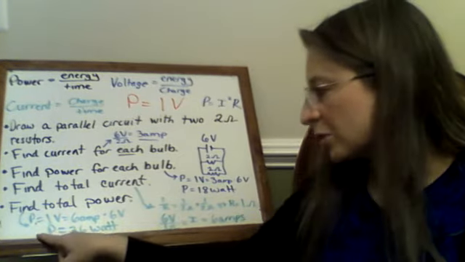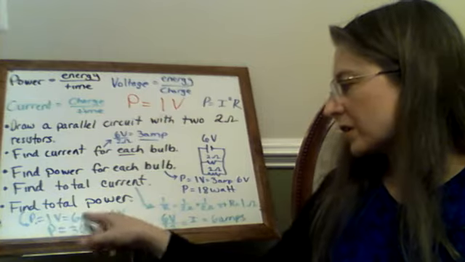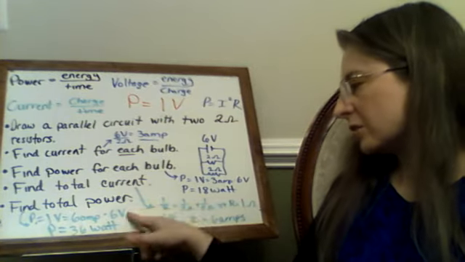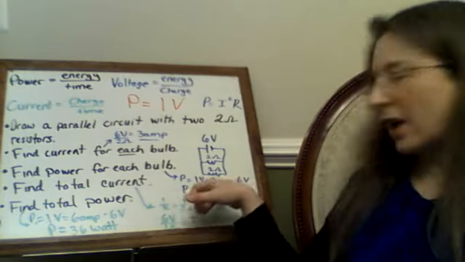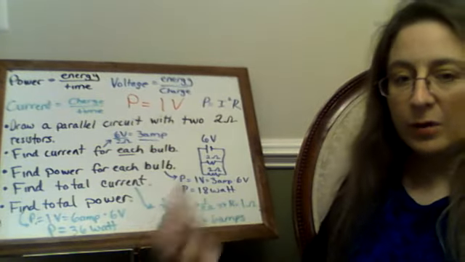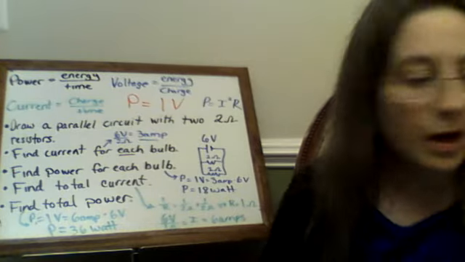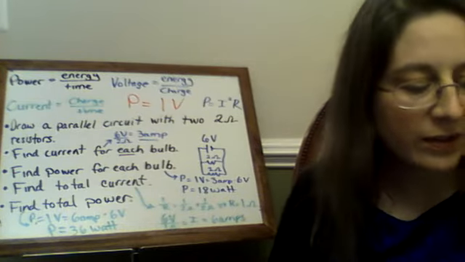And then for total power, P equals IV. So current is 6 amps total current. The battery is 6 volts, so 6 times 6 is 36 watts. I also could have added up the power for the two bulbs. 18 plus 18 is also 36. So that is the basics of that.